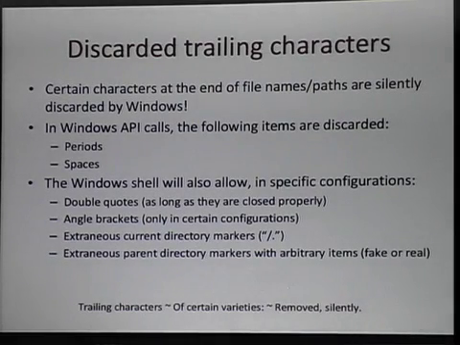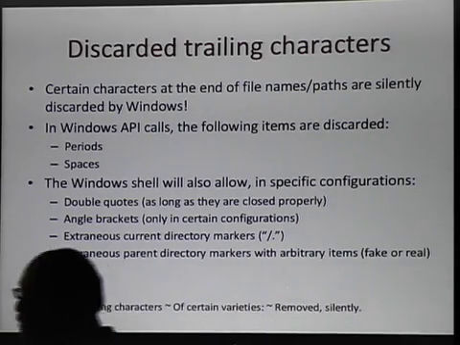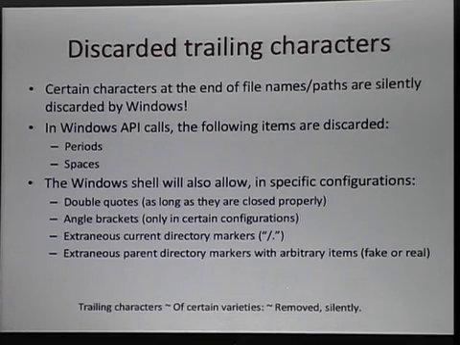So in Windows API calls, periods and spaces at the end of file names, completely gone. Just throw them out the window. And in the Windows shell, there's a whole bunch of other stuff that's discarded as well. Double quotes, and these are all in certain conditions. Double quotes, angle brackets. If you have current directory markers, the dot slash or slash dot or whatever you have, or if you have some directory and a double dot, these are all just silently ignored. I mean, some of these it makes sense, and some of these not quite so much.